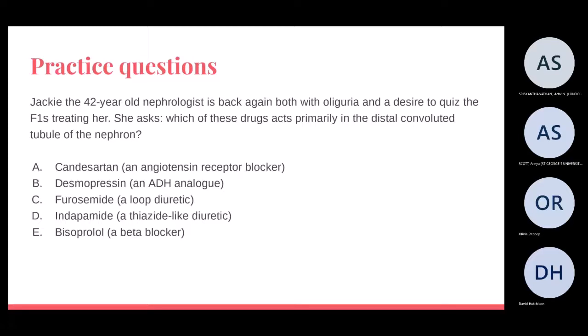Okay, got some answers coming in. Got a D, lots of Ds, and you are all right. Yes, it is indapamide. Well done. Thiazide-like diuretic. So different drugs act on different bits of the nephron to have their effect, and it's just a good thing to remember that indapamide acts in the distal convoluted tubule for basically no reason other than the fact that they like to ask you about it in questions. I will come back to this later, so don't worry.